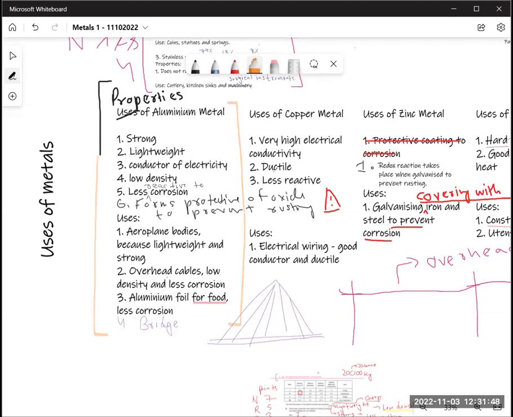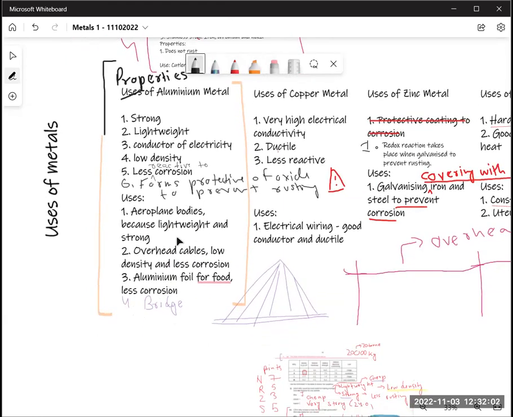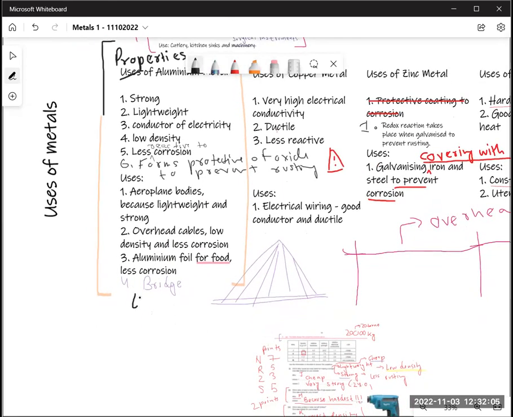Now I've given the reasons as well. Why is it used in aeroplane bodies? Because lightweight and strong. Why overhead cables? Because low density and less corrosion. Why for food? Because it's less corrosion again. For bridges, it's just going to be lightweight and strong.